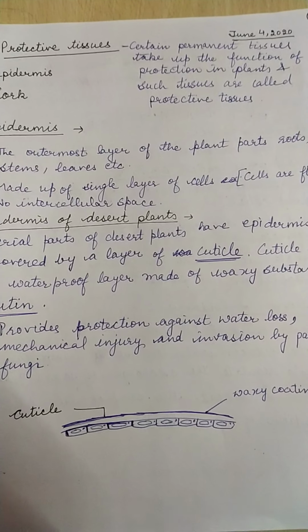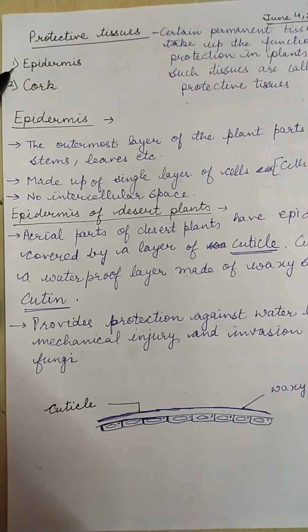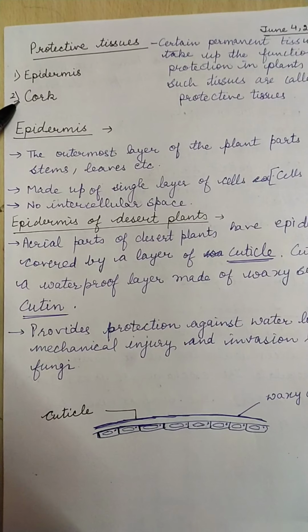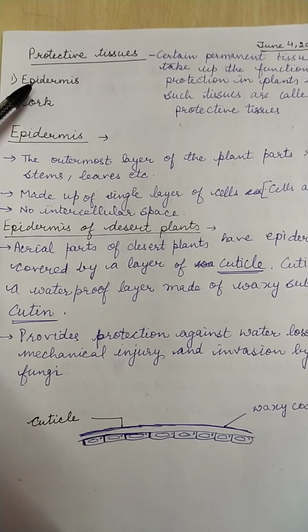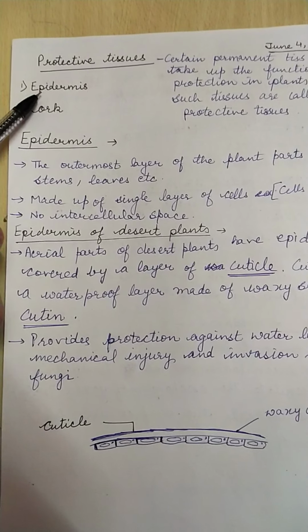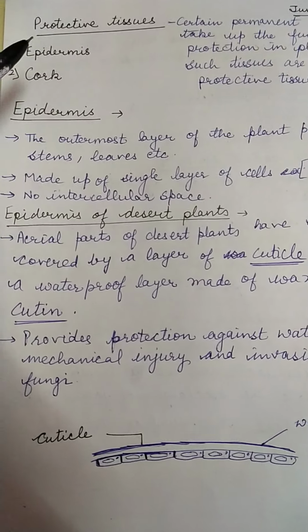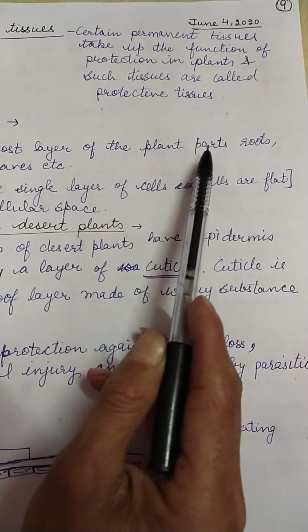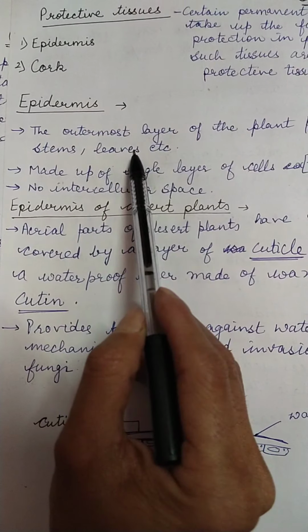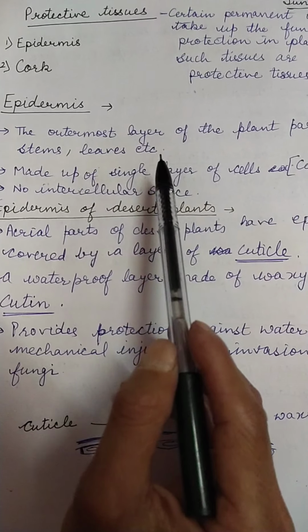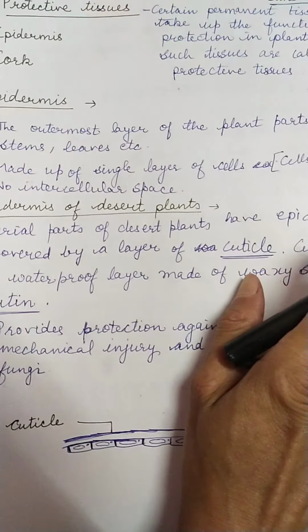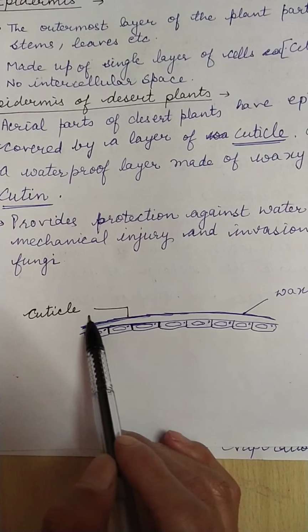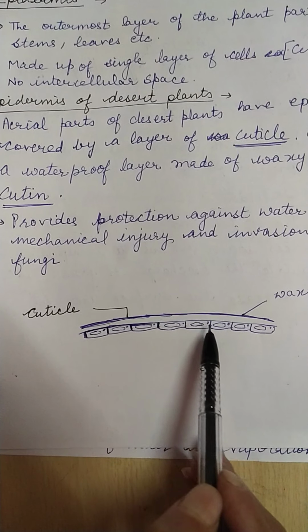These protective tissues are of two types in case of plants. One is the epidermis and the other is the cork. Epidermis, as the name indicates, means the outermost layer of all the plant parts, may it be the roots, the stems or the leaves. This epidermis is made up of a single layer of cells, meaning it is only one cell thick.